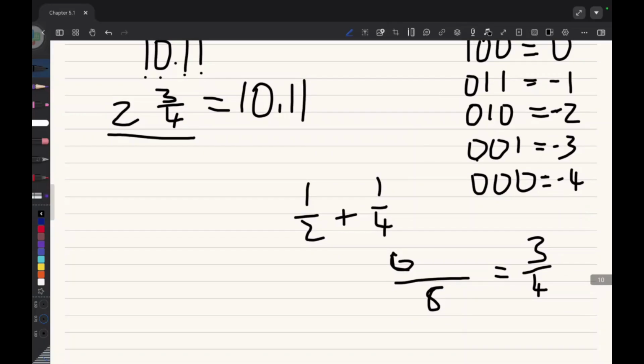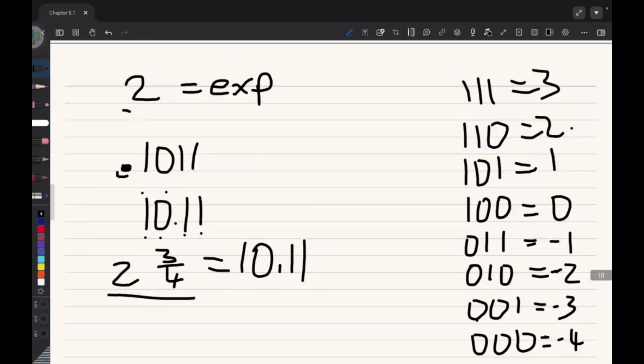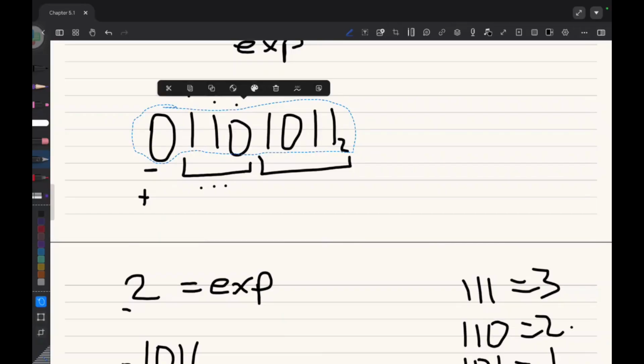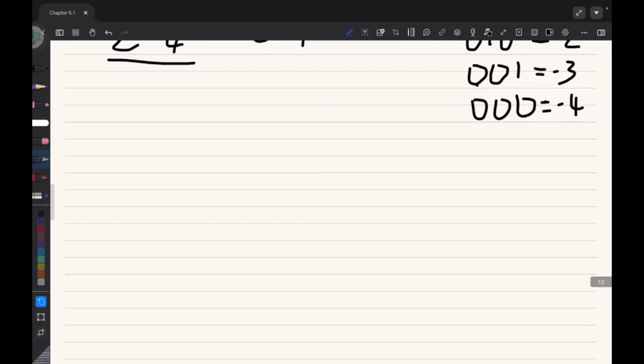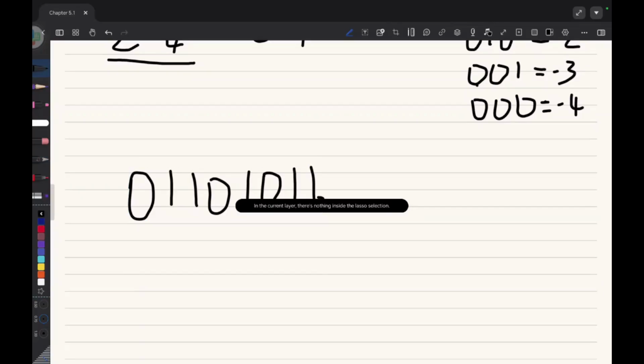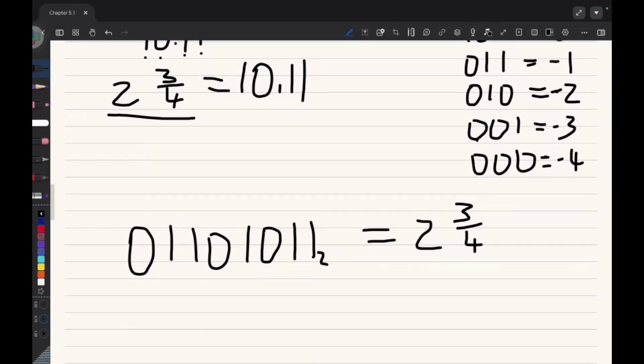Now when you end your question, because they say extract it, or convert it, you end up saying that this number, base 2, as a whole, is equal to 2 and 3/4. All right, this is how it is.